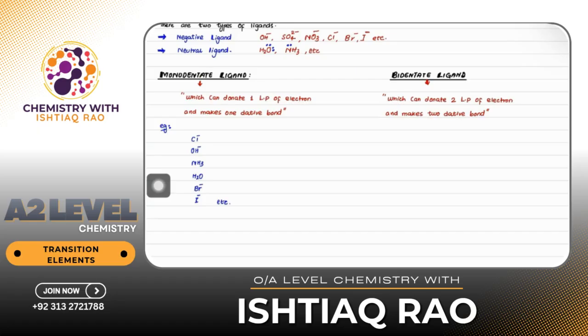Okay. So what are the examples? C2O4 2 minus, oxalate ion. We have ethylene diamine. This is also a bidentate ligand. Okay, etc.